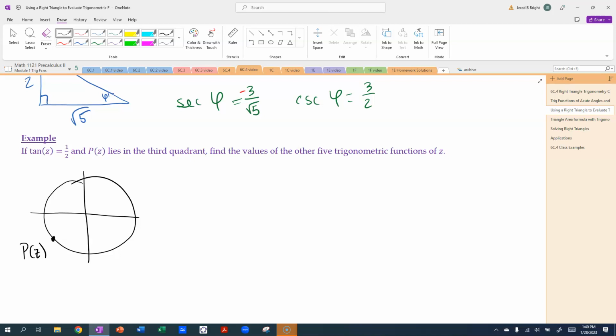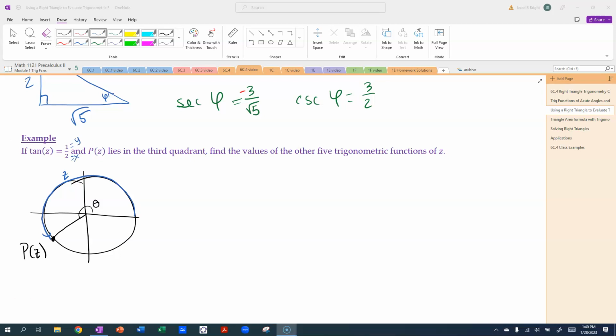So again, I have something like this. This would be my angle theta, and z again would be the arc length along the unit circle counterclockwise, so that's z. And then how do we go from here? We know tangent of z is 1/2. Okay, this could be saying like the y over the x. We could look at it like that.